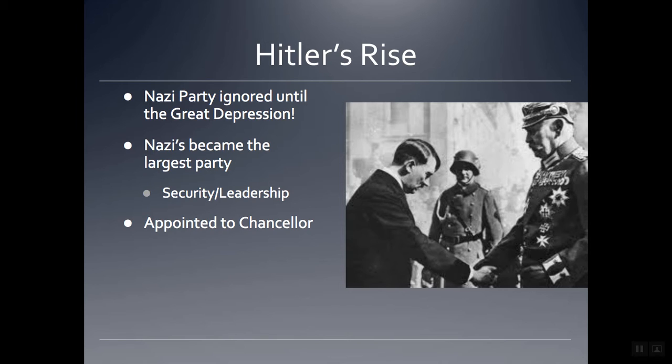So he goes from this radical group to all of a sudden people are willing to accept more radical ideas, because they're frustrated with the failure of the economy, frustrated with the condition of the world, and they're looking for someone to blame. And the Nazis have the answer, or believe they have the answer.